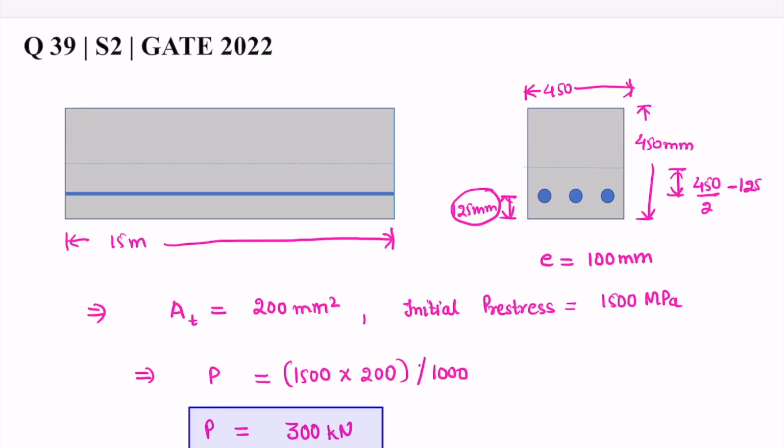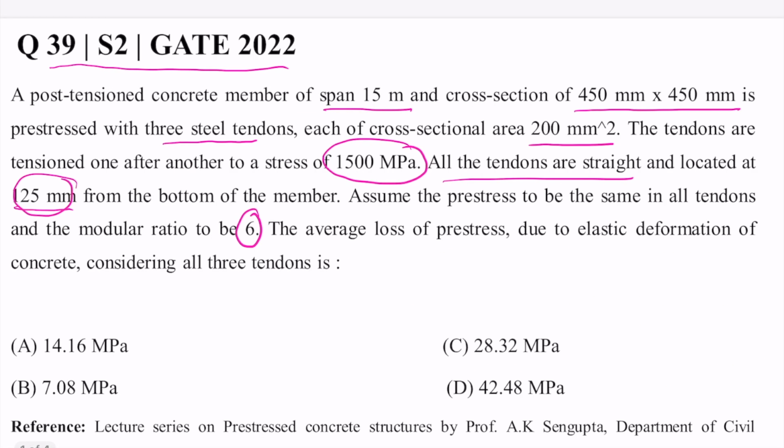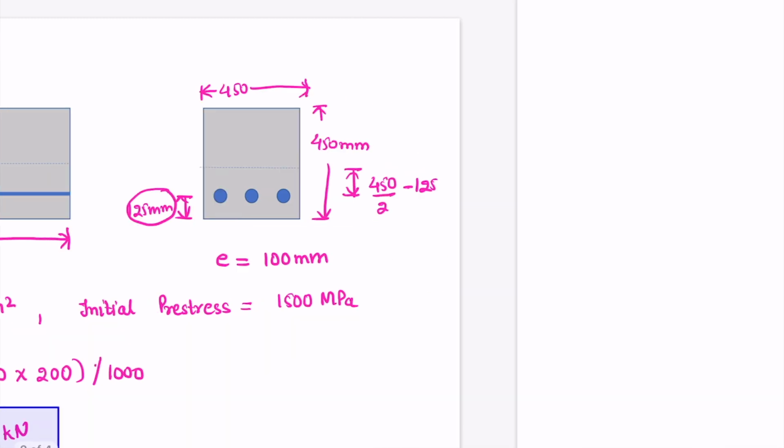In this question, we need to find the average loss of pre-stress due to elastic deformation of concrete in all the 3 tendons. So for that, let's see what is the elastic deformation loss. Okay, so it is given that this system is pre-stressed using the post-tensioned method. So in post-tension method, there can be 2 cases for the elastic deformation loss.